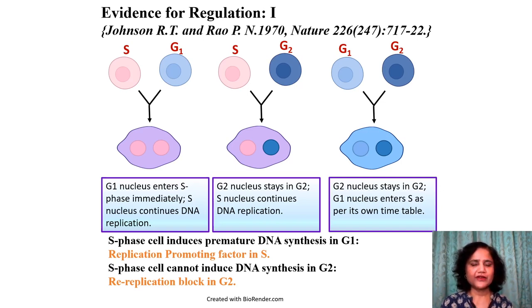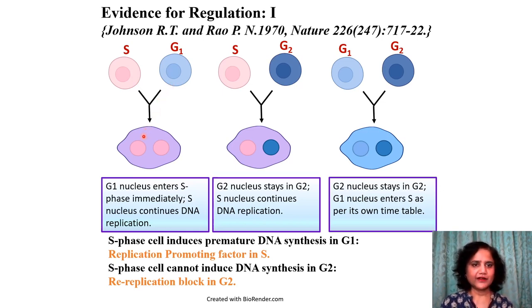But evidence for regulation came from two classic experiments that I will be discussing in today's lecture. The first of them is shown here. This is an experiment done by Johnson and Rao a long time ago. In fact, it's a very interesting experiment where they carried out cell fusion. They fused cells which were in S phase with G1 phase cells. So there are three sets of experiments here, and to get a conclusion, you have to do all three of them.